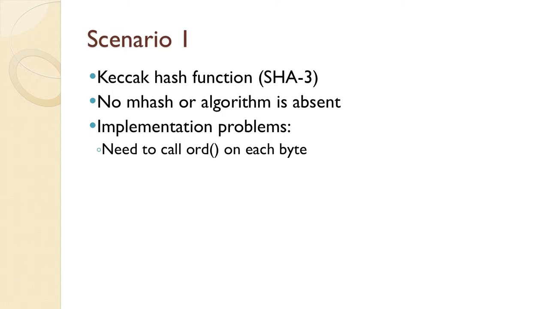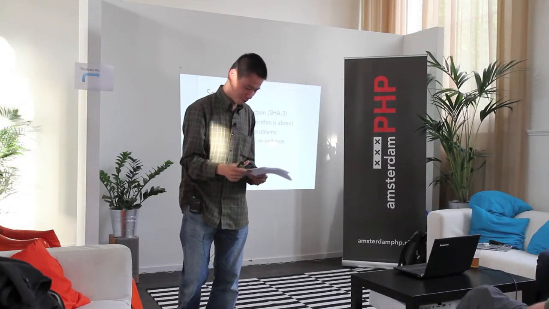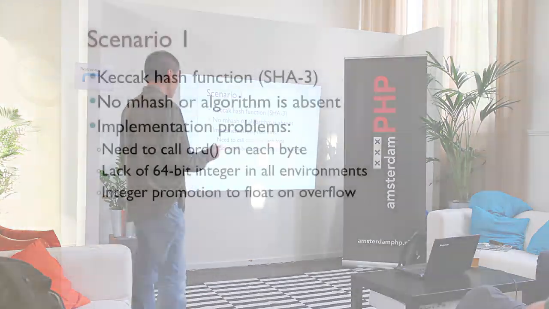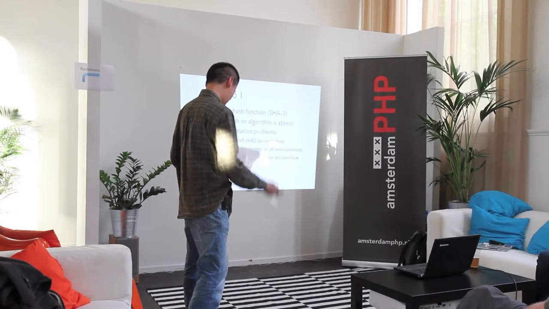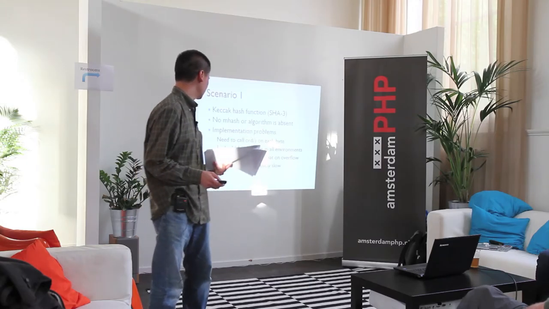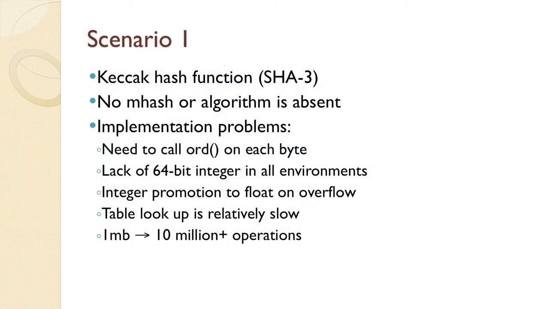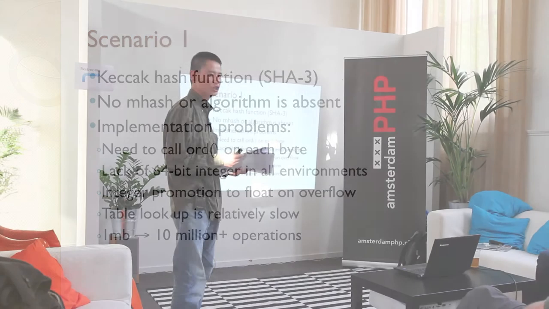And here are some of the problems you'll run into. For every byte, you have to call the ord function to get the actual value, because otherwise it's going to be a one-character string. And there is no 64-bit integer in a 32-bit environment. Another problem is that integers get promoted to floating points when an overflow occurs. And that is something that you don't want to happen in this case. And table lookup is really slow in PHP compared to C. For a file that is 1 megabyte, we were looking at 10 million or so operations.